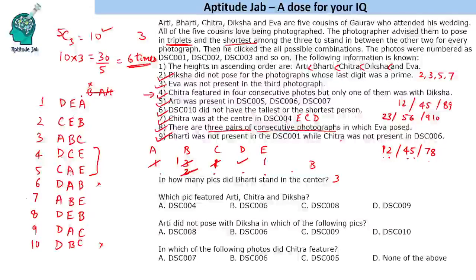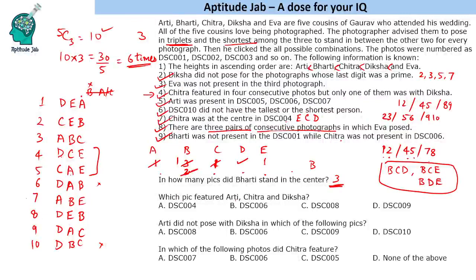We want to count. Bharti will stand in the center when, so we can count also, right? B, C, D. Okay, because B is the shortest. It could be B, C, E, right? And it could be B, D, E. So 3 photographs mein hoga. Obviously, no need to make arrangements. You could answer this question without making arrangement.